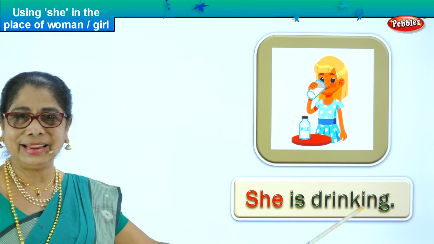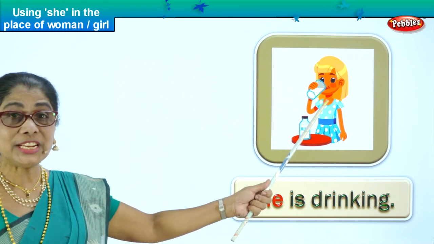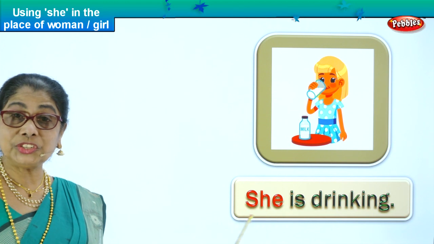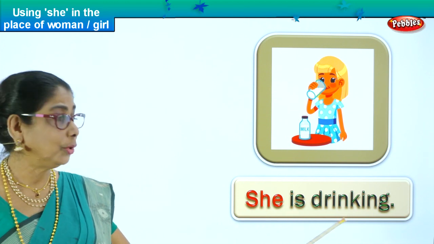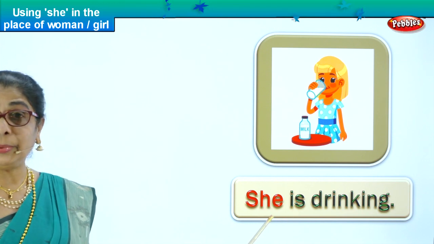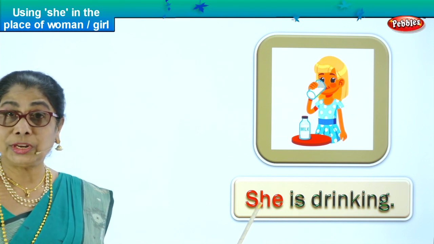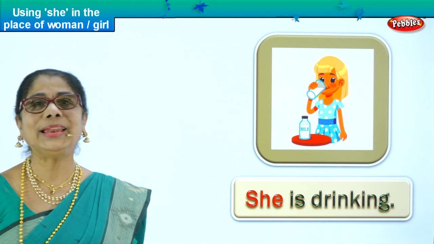She is drinking. We are learning the use of "she" instead of her name. She is drinking. Do you drink milk? Yes. Good. Drinking milk is a good habit. It will make you strong. She is drinking. Let's look at another picture.